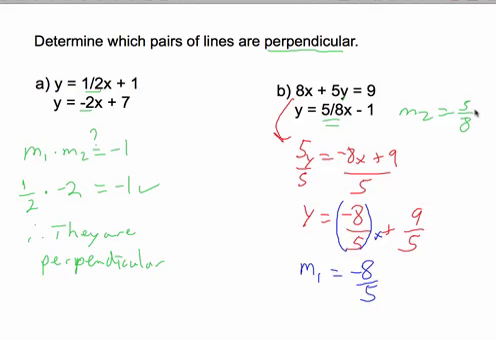You can visually inspect that it is the negative reciprocal of m2, or you can write 5 eighths times negative 8 fifths, and when you multiply that out, this cancels and this cancels, and you have a negative sign, so you do get negative 1. Therefore they are, I'll use a perpendicular symbol, perpendicular.